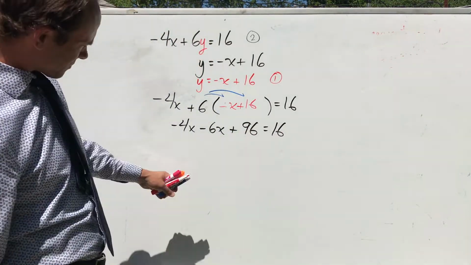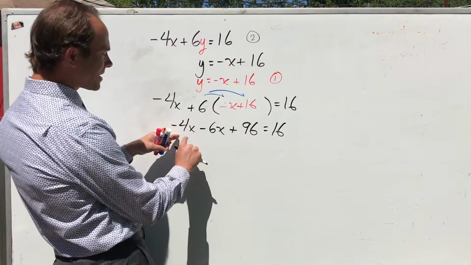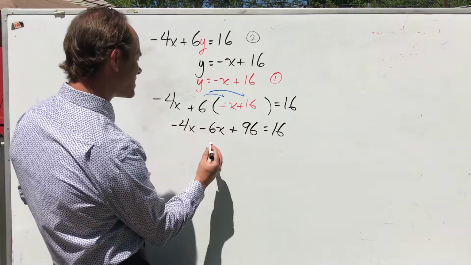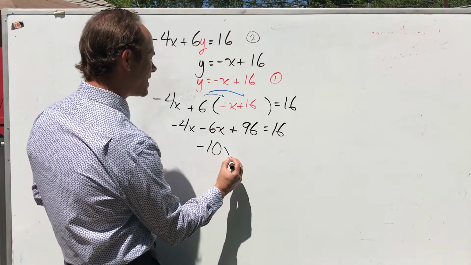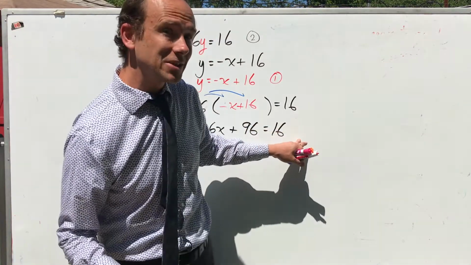All right. So let's keep it up. We've got to combine our like terms. So negative 4x minus 6x means you're going to have minus 10x. And I'm going to move the 96 over.